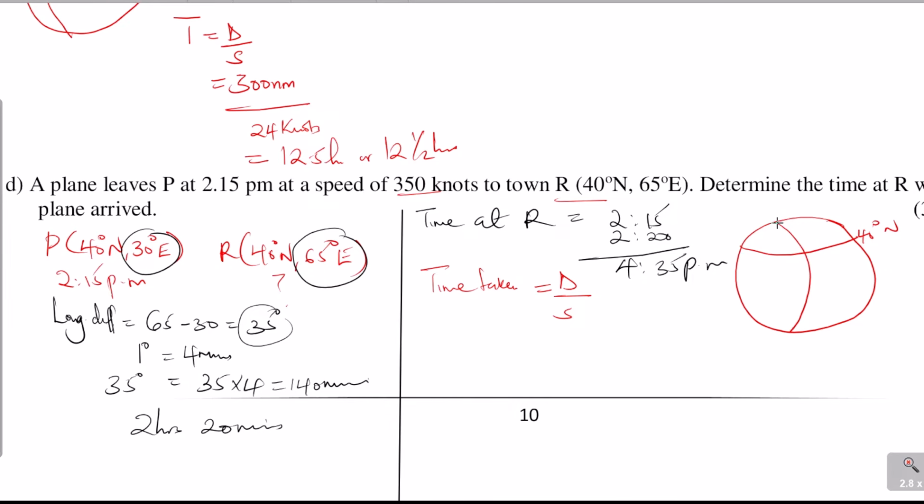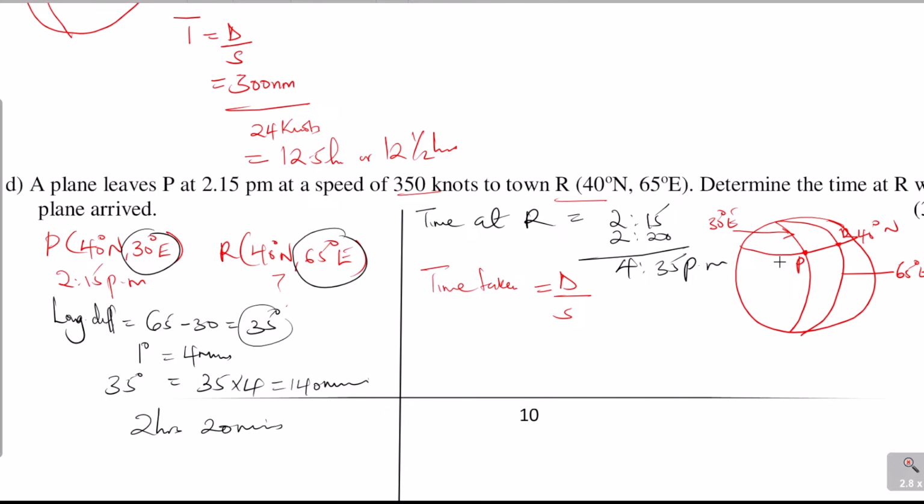So one is there, and then the other one is there. This is 65 degrees east. Just a sketch. This is R. R is here, and then this one is 60, not 60, but 30. This is 30 degrees east. So we have P being here.